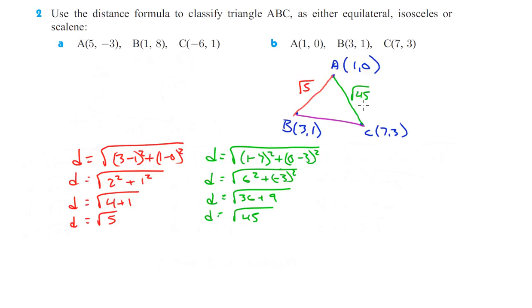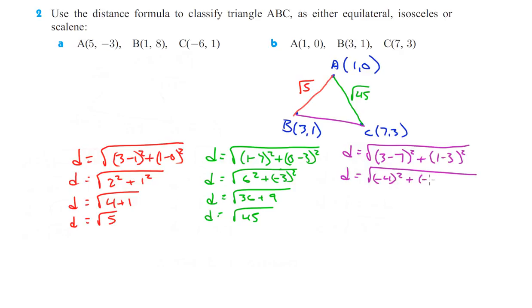So we already know it can't be equilateral because they're not all the same. Let's check out what this last side is, and we'll figure out what kind of triangle it is. All right, distance on the purple one here, from B to C, is going to be square root of 3 minus 7 squared plus 1 minus 3 squared. So distance equals 3 minus 7 is negative 4 squared, and then 1 minus 3 is negative 2 squared. So our distance is square root of 16 plus 4. So the distance on that one is the square root of 20. So this is root 20. So since they're all different, the triangle is scalene because all the sides are different.